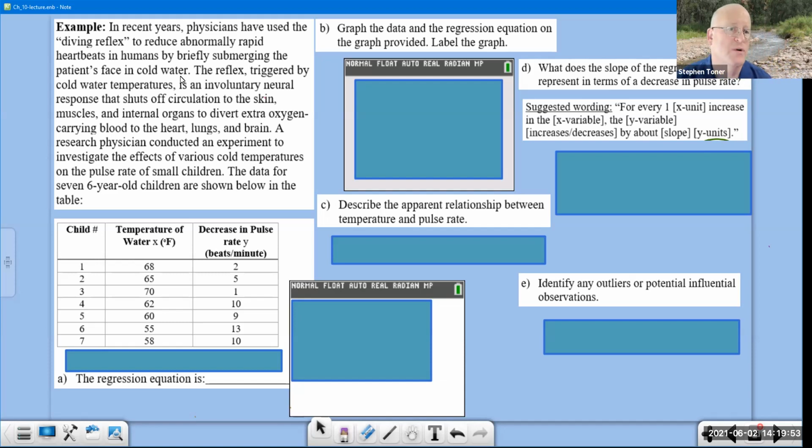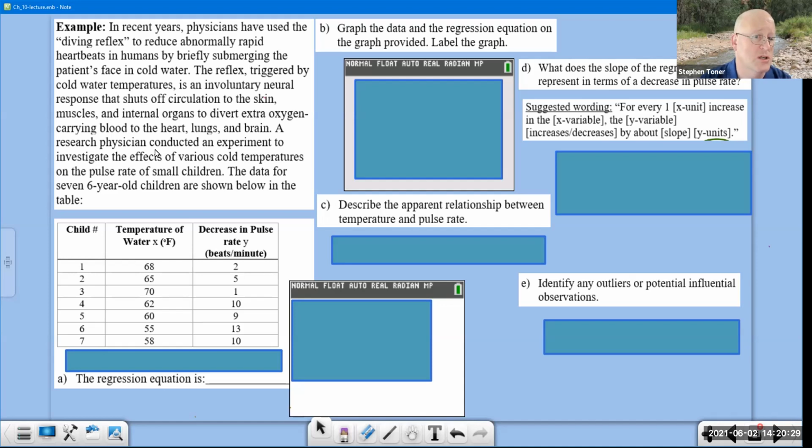So here we go. In recent years, physicians have used the diving reflex to reduce abnormally rapid heartbeats in humans by briefly submerging the patient's face in cold water. The reflex, triggered by cold water temperatures, is an involuntary neural response that shuts off circulation to the skin, muscles, and internal organs to divert extra oxygen-carrying blood to the heart, lungs, and brain. Okay, that really doesn't help us much, but it tells us what we're going to be studying about.